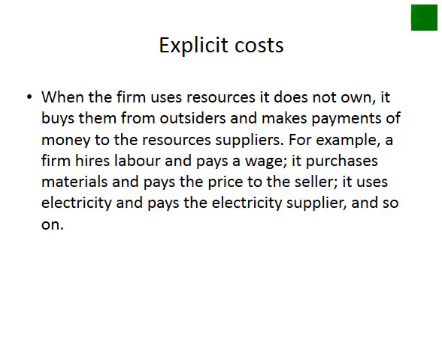So explicit costs. What I'd like you to think about for explicit costs is that the firm does not own the resources that it's using. In plain English, they're going to have to pay out of pocket. You are physically taking money and handing it to another party. So it buys these resources from outsiders and makes payments to the resource supplier. Examples could be hiring labor and paying a wage, purchasing material and paying money to the seller, or using electricity and paying the electricity supplier, and so on. All of these are explicit costs.